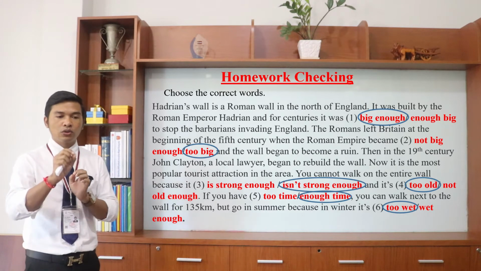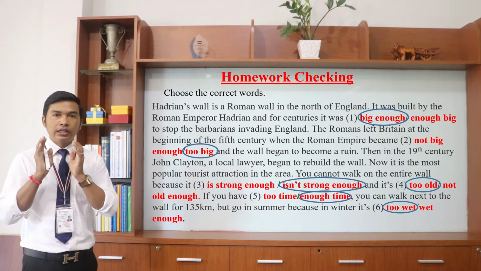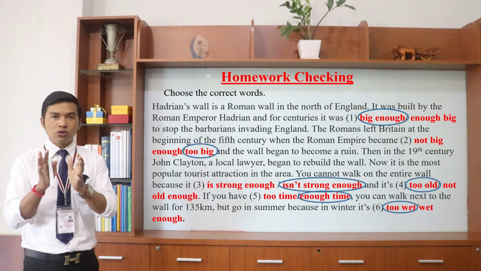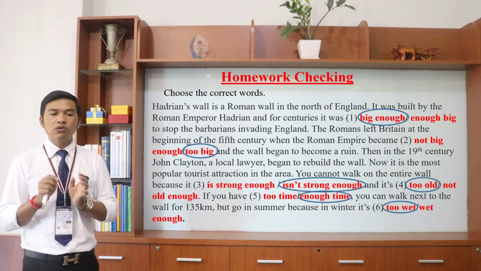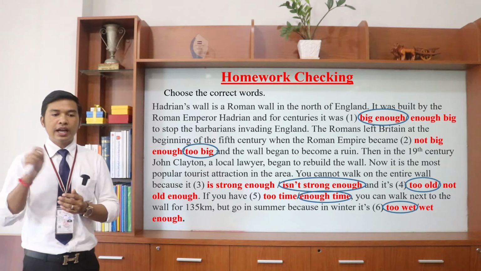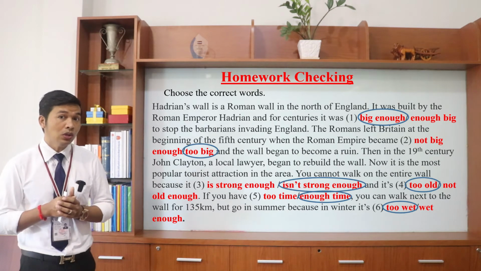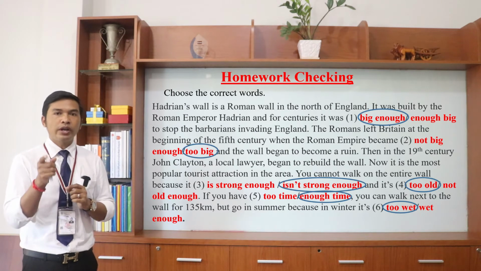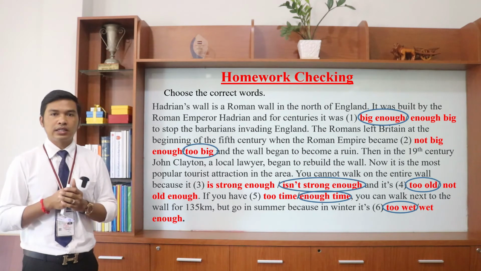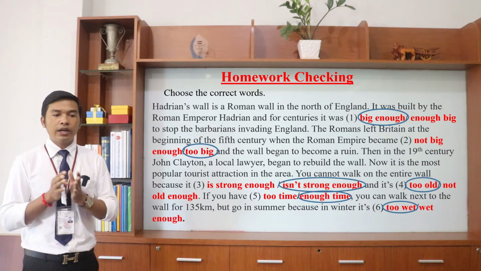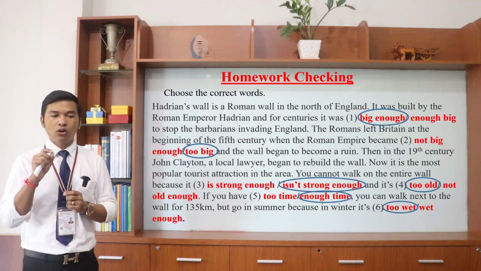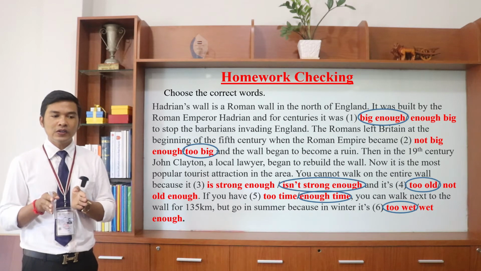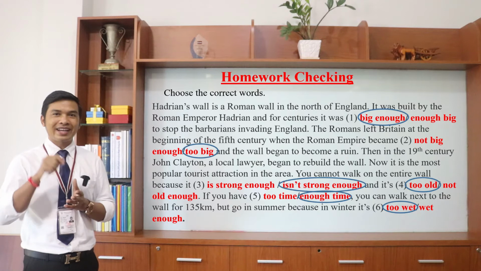But now I just want to go directly to number 1 and number 2 and then tell you why we choose this one and why we choose that one. Right, look at number 1. For century, it was big enough or enough big. I should remember the rule. When you want to use enough, you have to put the adjective in front of enough. Big is an adjective, so the correct answer is big enough. Look at number 2. When the Roman Empire became not big enough or too big. The suitable answer is too big because big is an adjective, and as you remember the rule, too plus adjective.